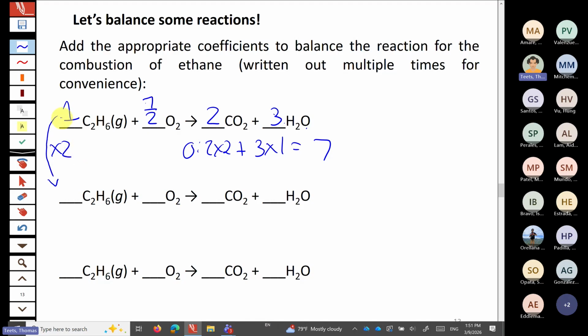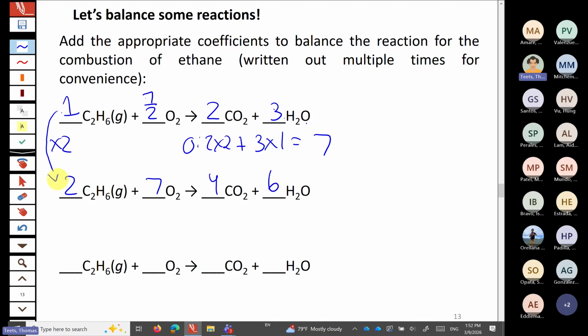And again, we have to double every single coefficient. It's already balanced, so whatever we do to one coefficient, we have to do the same thing to the other in terms of multiplying or dividing. So if we double everything, this 1 becomes a 2, the 7 halves becomes a 7, 2 times 2 is 4, 3 times 2 is 6. So that would be the smallest whole number set of coefficients that balances this equation.